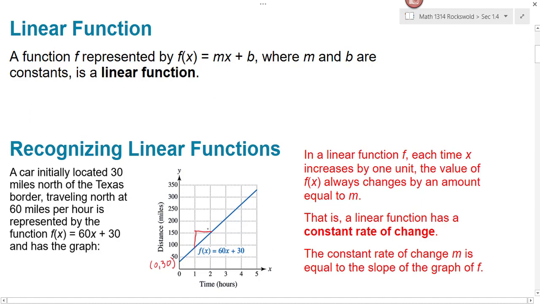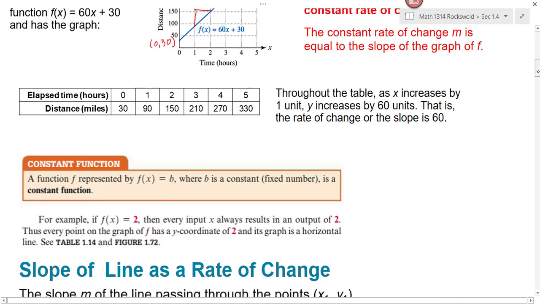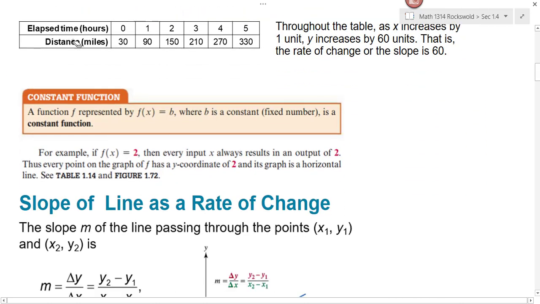So in a linear function, each time x increases by 1 unit, the value of y always changes by an amount equal to your slope. That gives us a constant rate of change. That constant rate of change is m. So here's a table that shows that as x increases by 1 unit, y increases by 60 units.